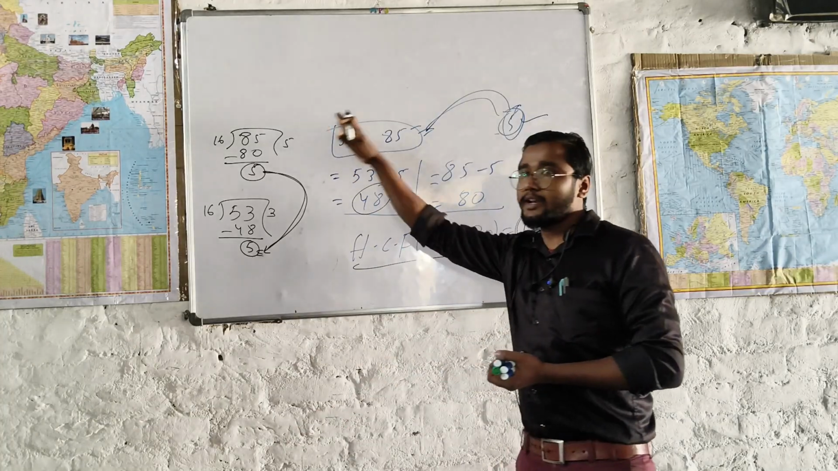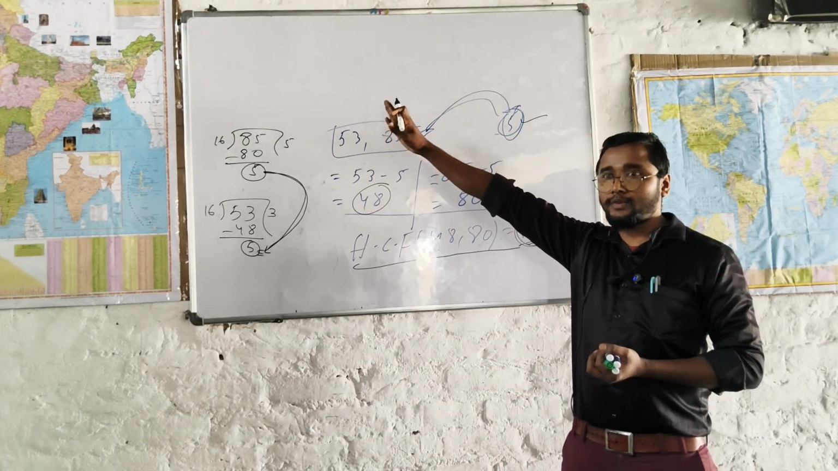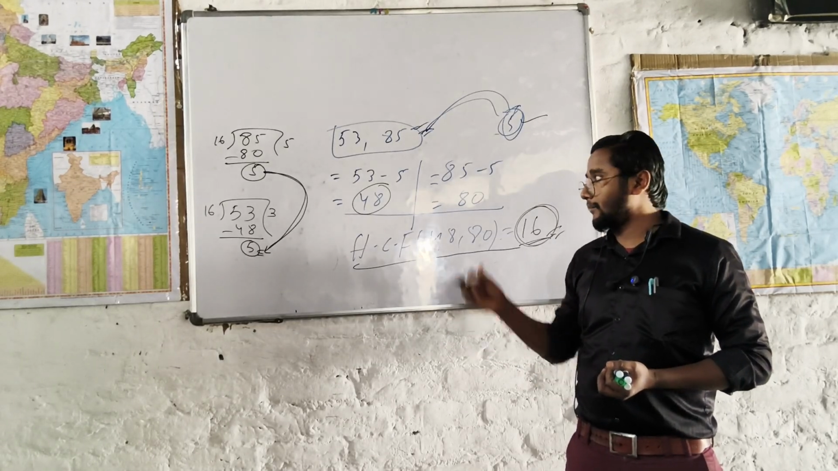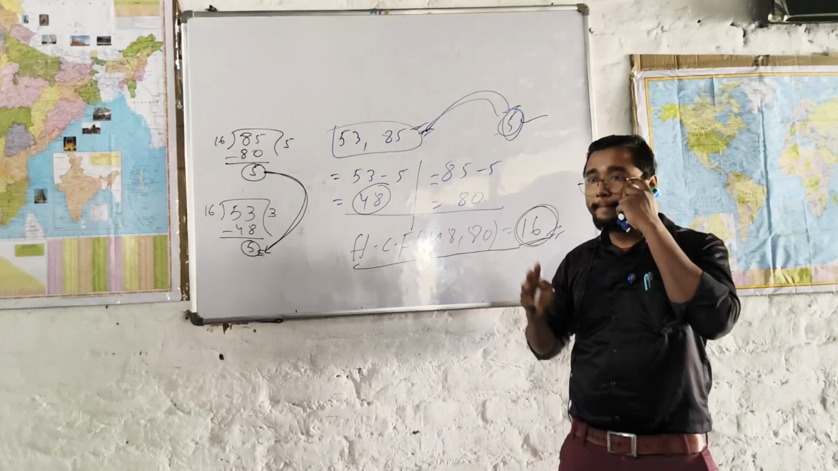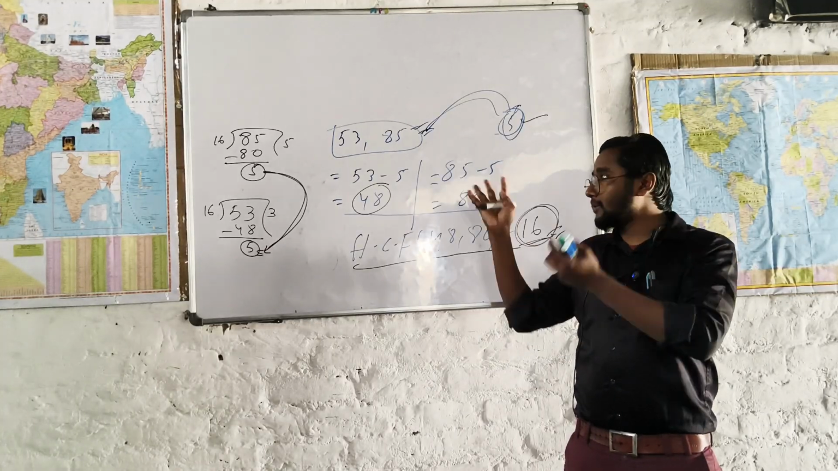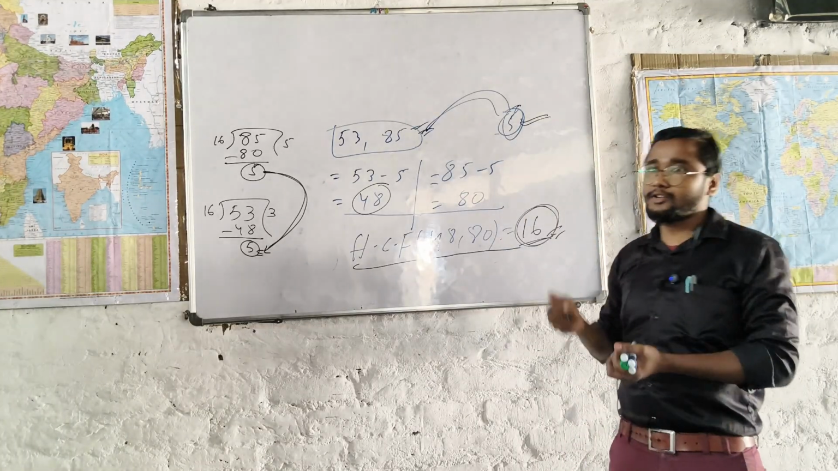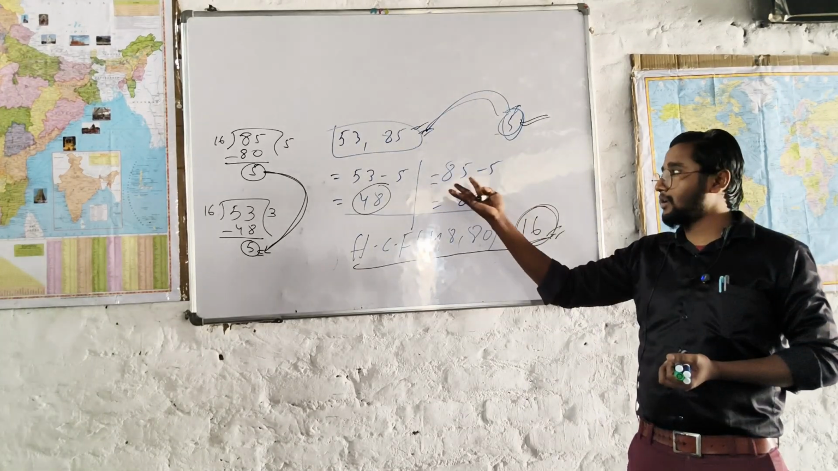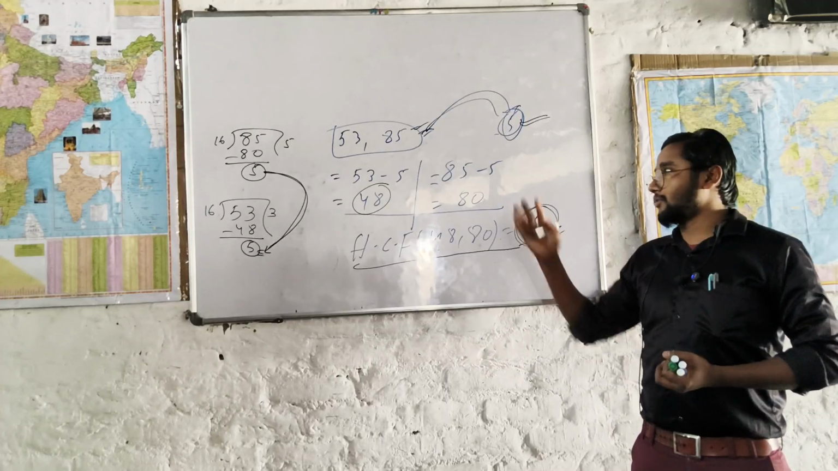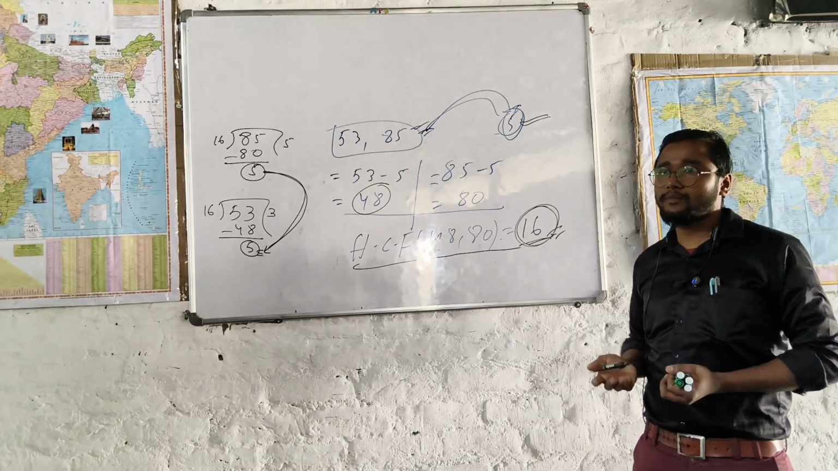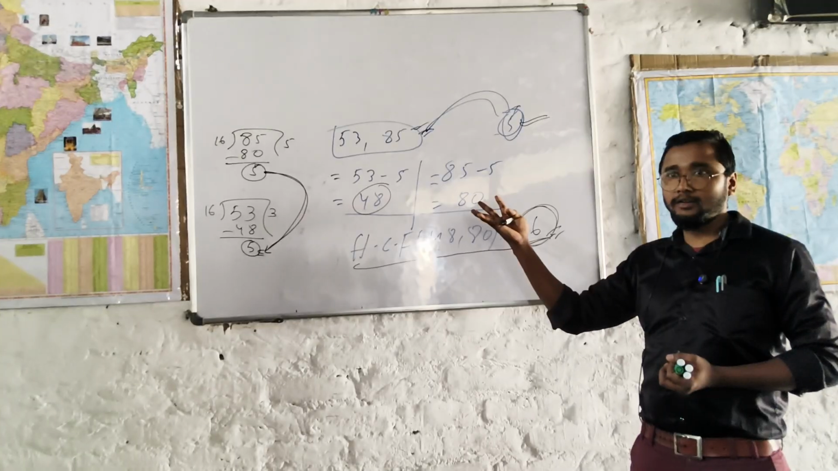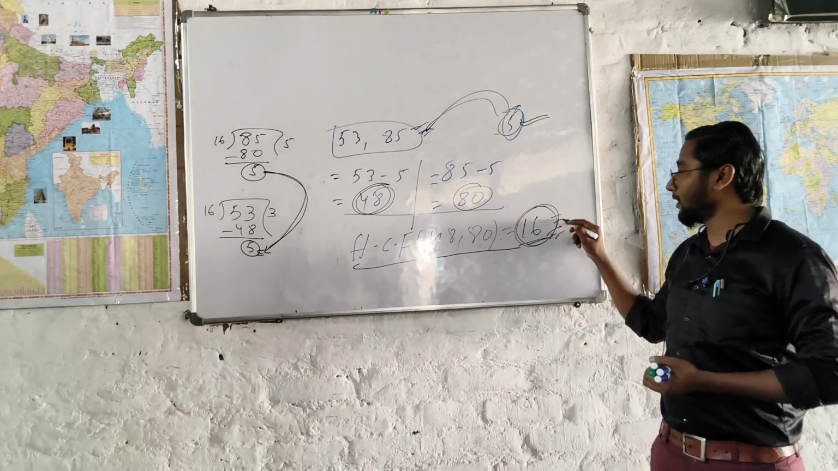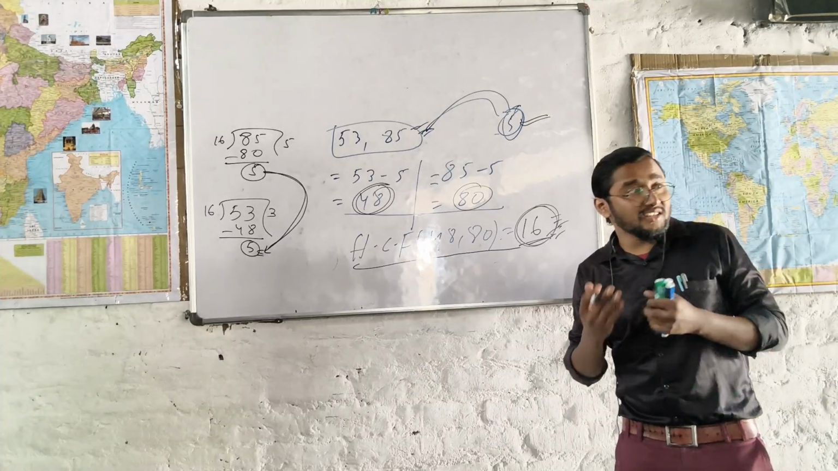So what will you do? First of all you write solution, given numbers equal to 53 and 85. And what is it talking about? Whatever the remainder is, you have to subtract that from the given numbers, right? 53 minus 5, what will you get, guys? 48. And 85 minus 5, what will you get? 80, right? So you have to find out the HCF of 48 and 80. What will you get, guys? 16.